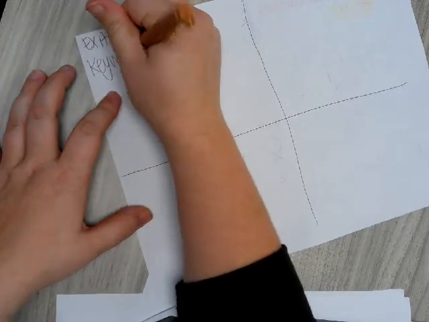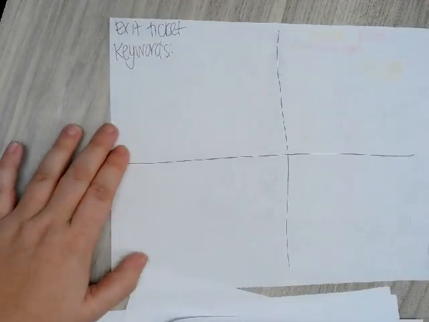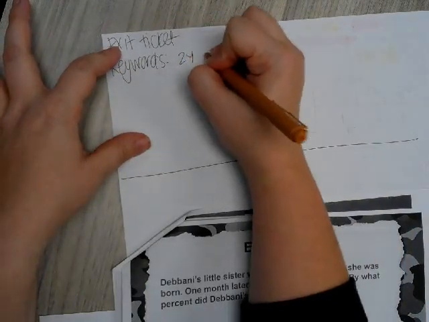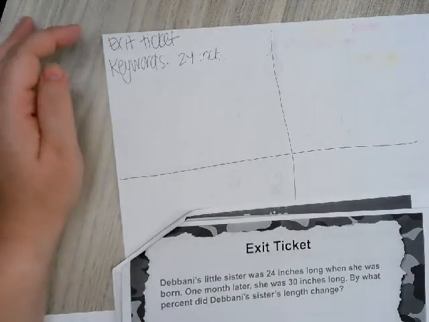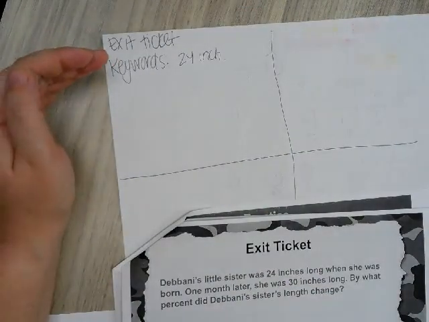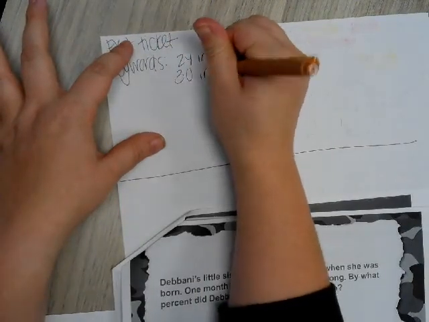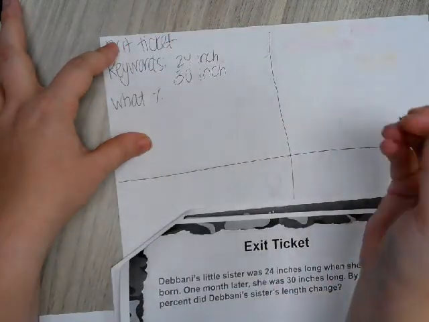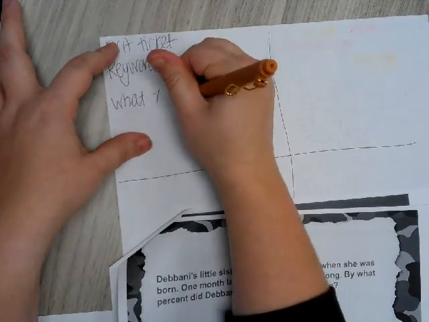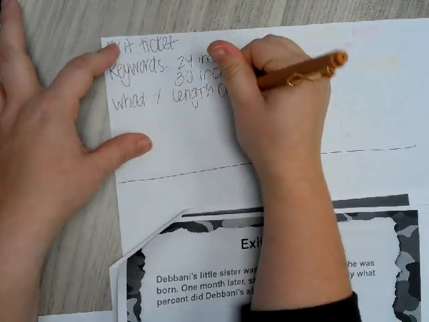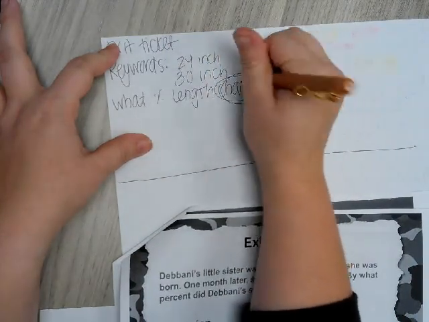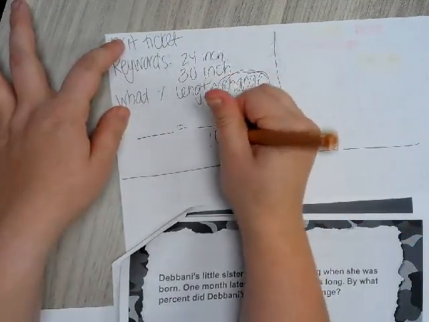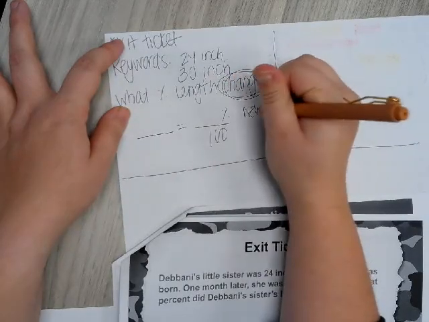All right, Devaney's little sister was 24 inches long. One month later, she was 30 inches long. By what percent did Devaney's sister's length change? So they're asking for the change, right? So that is a proportion because we're looking for a percent. But remember, that's when we talk about our new over our original.